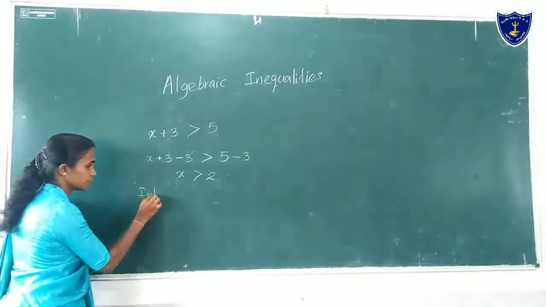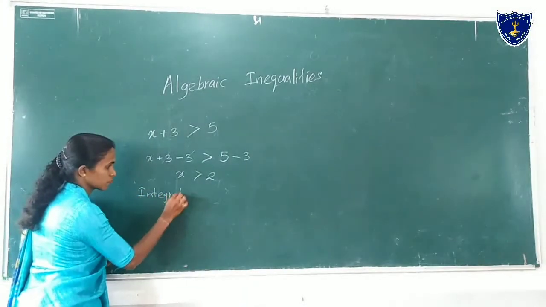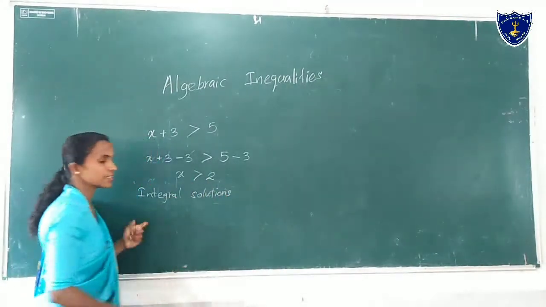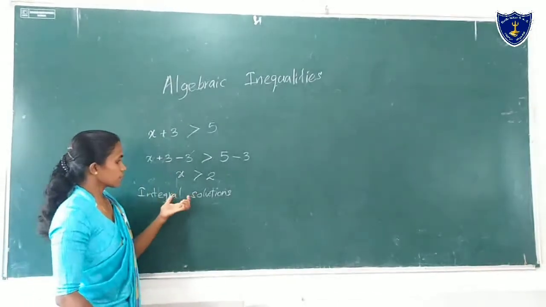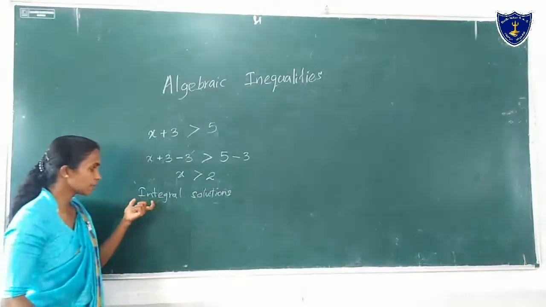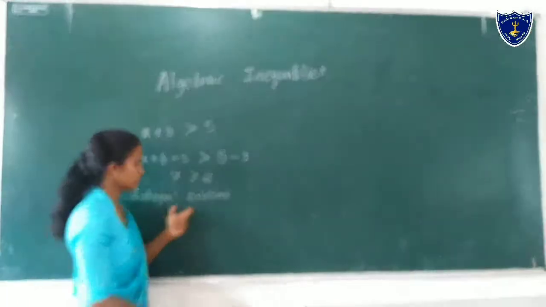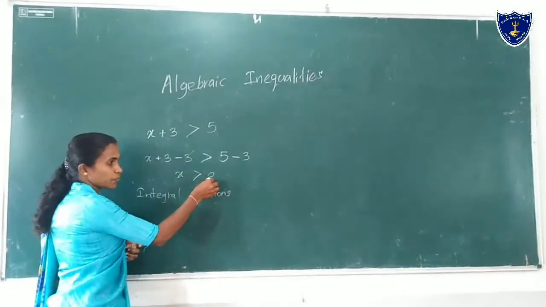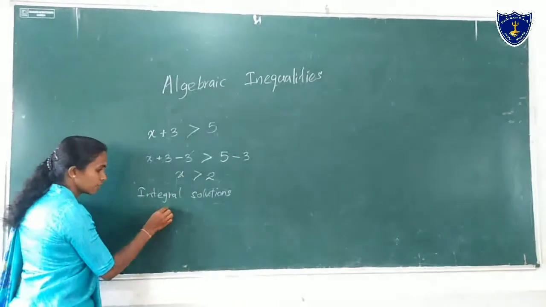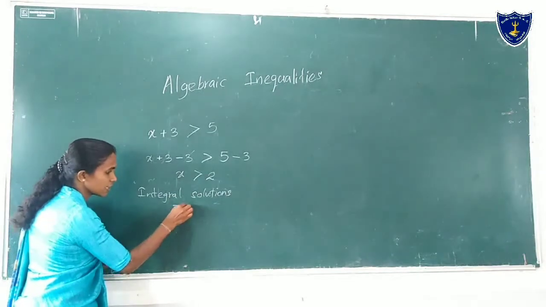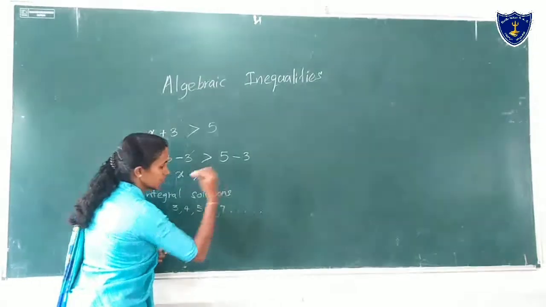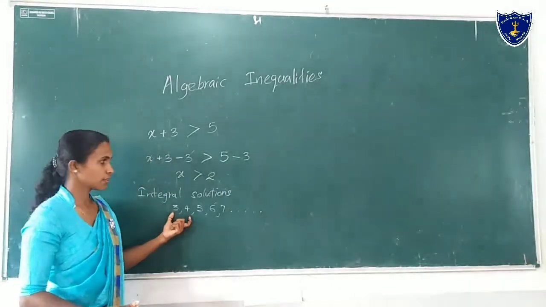Integral solutions. What are the integral solutions? The integers which satisfy this inequality are named integral solutions. x > 2. We have to take the integers which are greater than 2. Then what are the integral solutions? 3, 4, 5, 6, 7. These are the integral solutions.